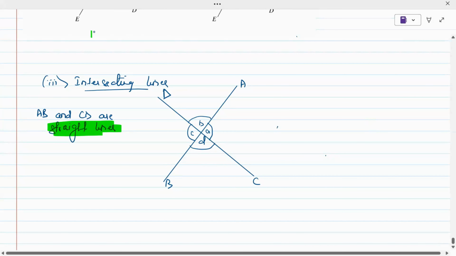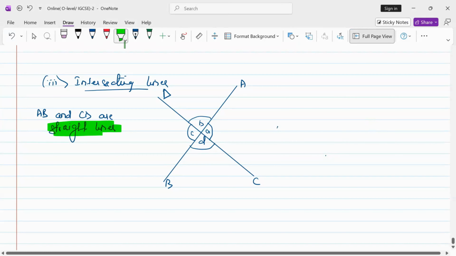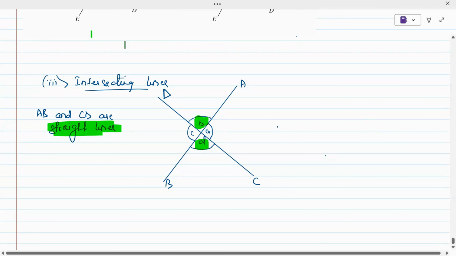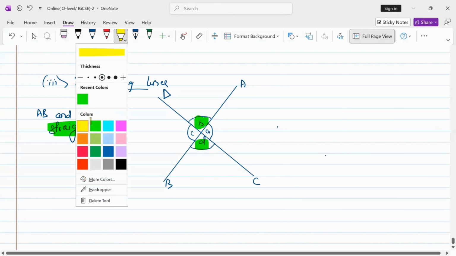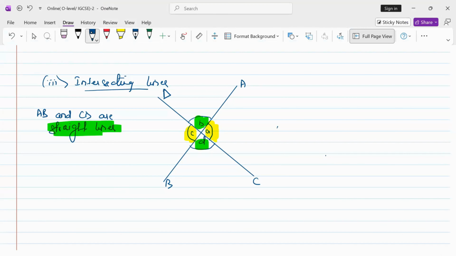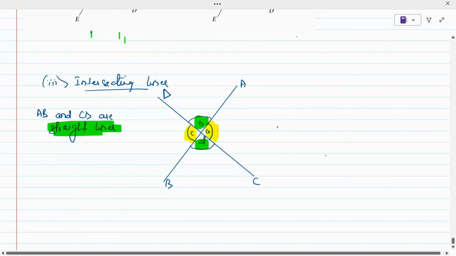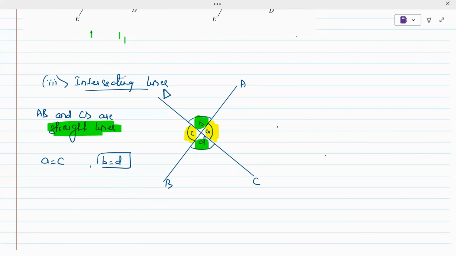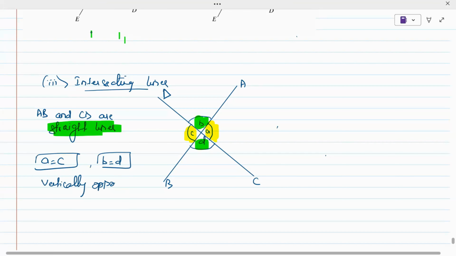Vertically opposite means B and D. In this case, they are vertically opposite. And other than B and D, A and C would be equal. Why? Because they are also vertically opposite. So for intersecting lines, A is equal to C and B is equal to D. And we call them vertically opposite. So you have to keep in mind the property of the intersecting lines also, which is vertically opposite.